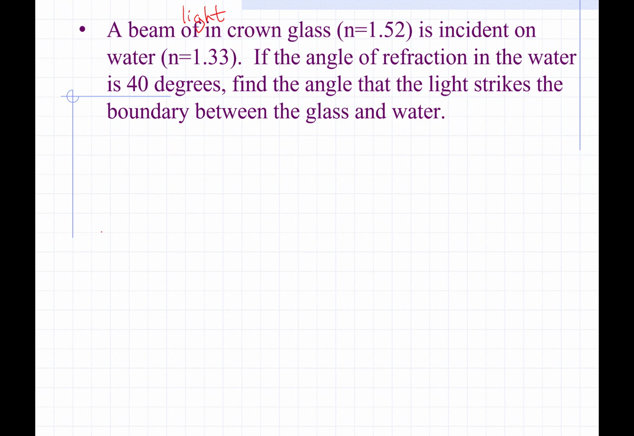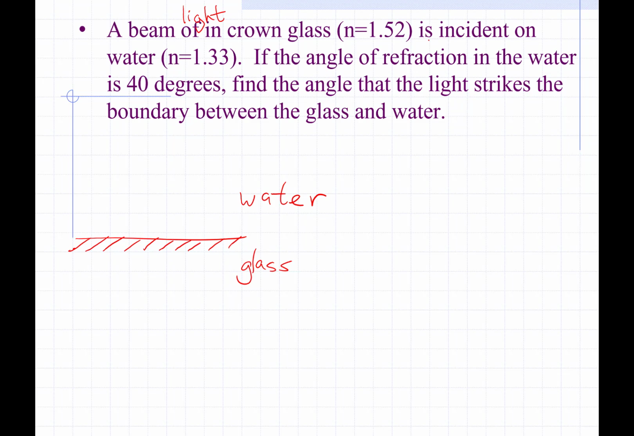Okay, so we always want to start with a sketch. We have two substances here. One of them is water, one of them is glass. So I'm going to draw these little tick marks on the higher index substance. So this is going to be my glass. This is water. And we start with our beam of light in the glass, and it enters into the water.